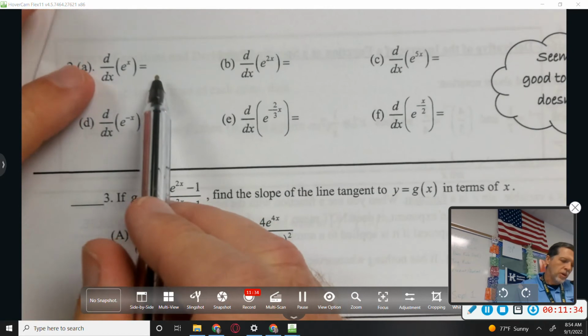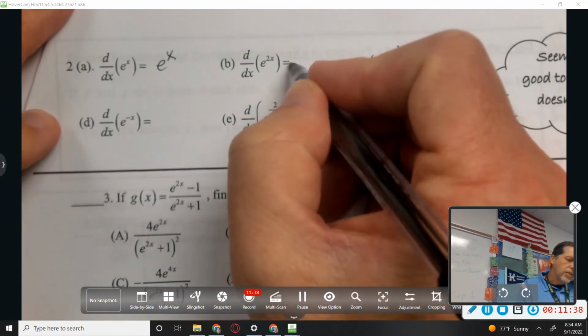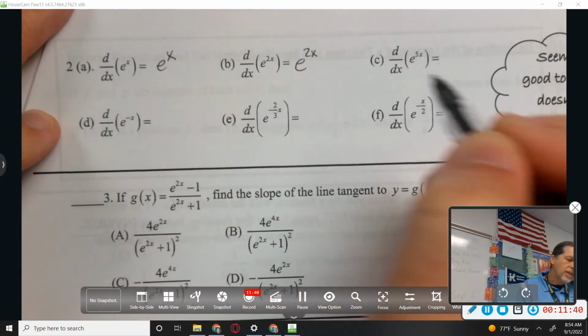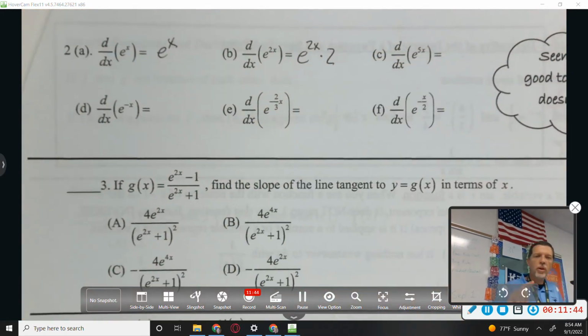Oh, here's some more quick derivatives here. Derivative of e to the x is e to the x. Derivative of e to the 2x is e to the 2x times 2. Why don't you press pause right here and see if you can get the next 4 real quick. So press pause right now and then we'll come back and look.